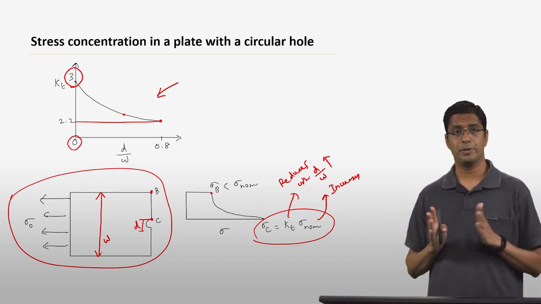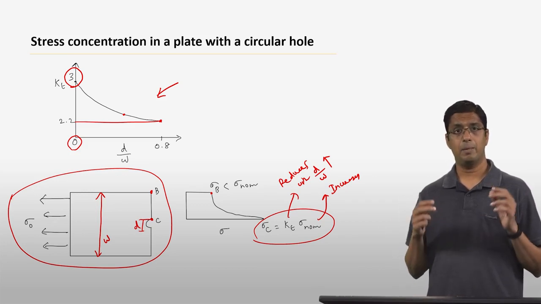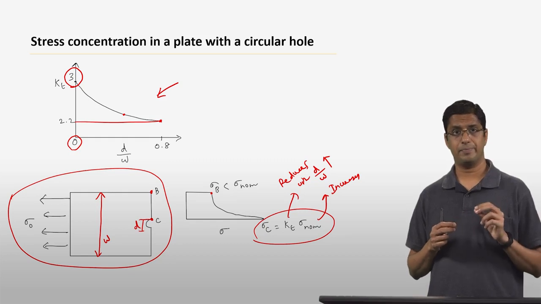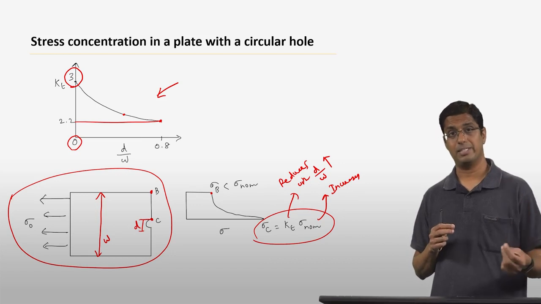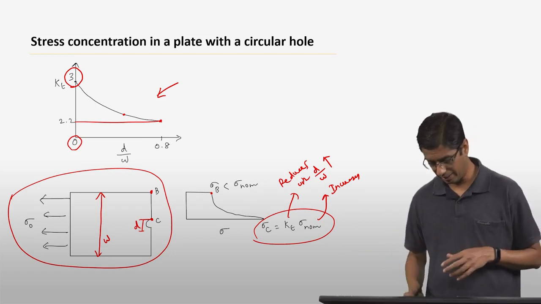But the main thing that I want you to notice is that the stress concentration factor reduces as the d over w ratio increases. But on the other hand, the nominal stress also increases. The kT reduces and the nominal stress actually increases as the d over w ratio increases. That is something that you must keep in mind.